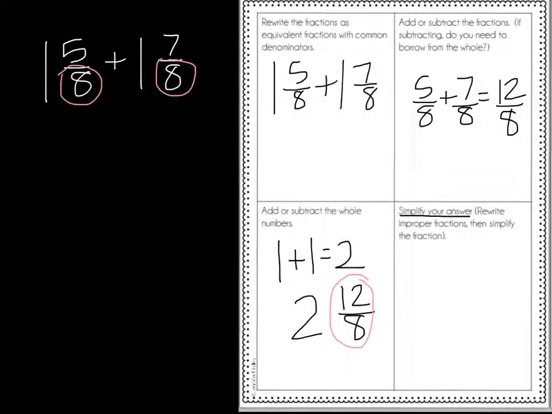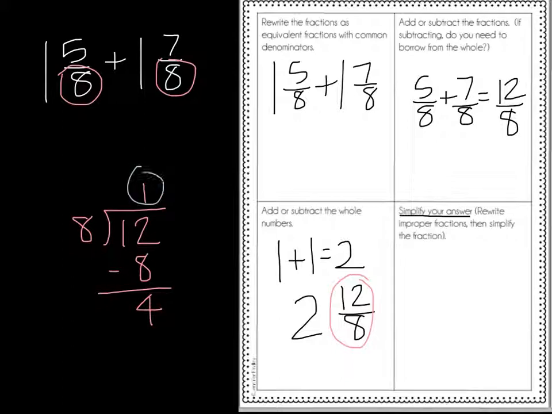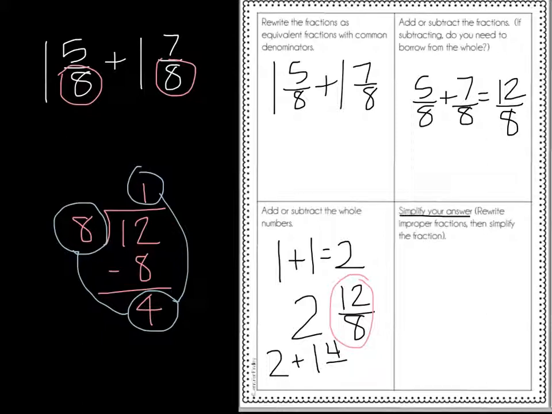12/8 is an improper fraction because it represents a quantity greater than a whole. So I'm going to divide 12 by 8. And I get 1 4/8. So I have 2 plus 1 4/8. I can combine these two whole numbers into a 3. So now I have 3 4/8.